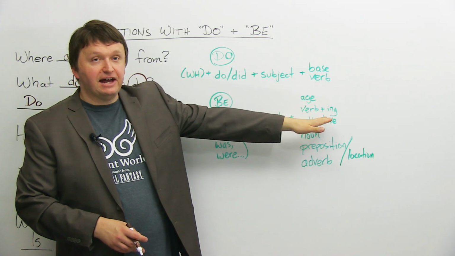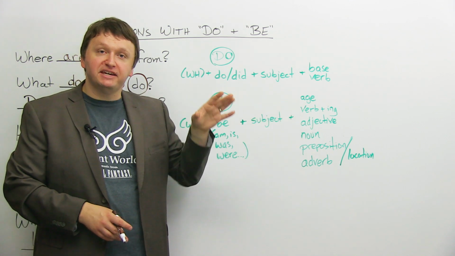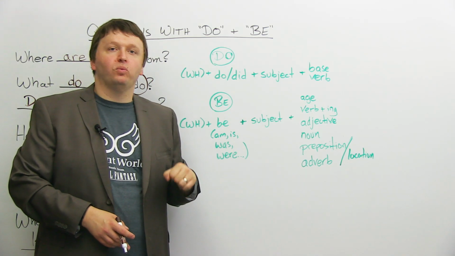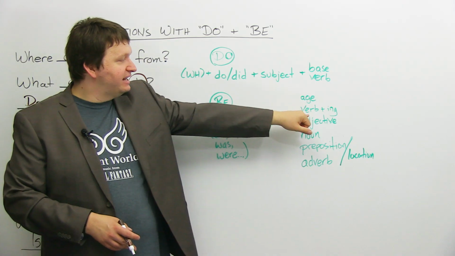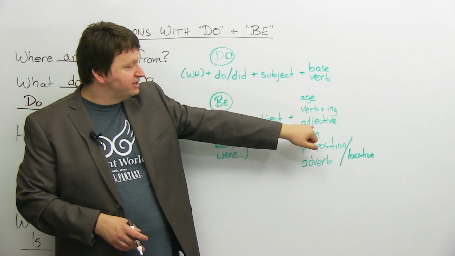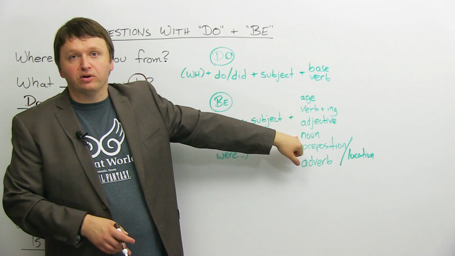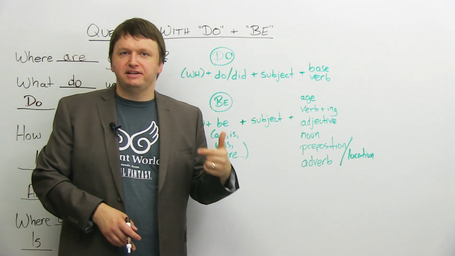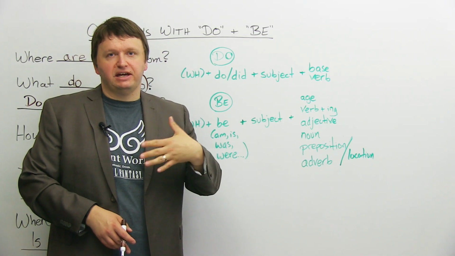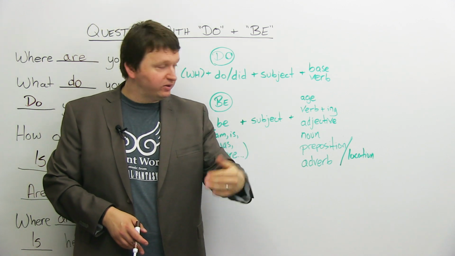You can use actions with questions with the verb be, but they can only be continuous actions. So where are you going, right? What are you doing? So you can add verb ing, present continuous. You can ask questions with adjectives. Are you happy? You can ask questions with nouns or jobs, for example. Is he a student? Are you a teacher? I am, you don't say I do, but you would say I am an engineer, for example.